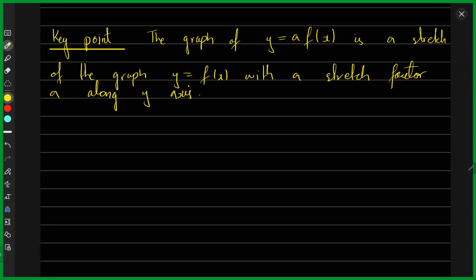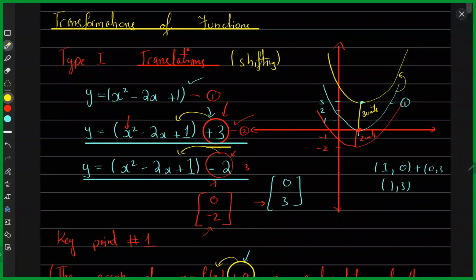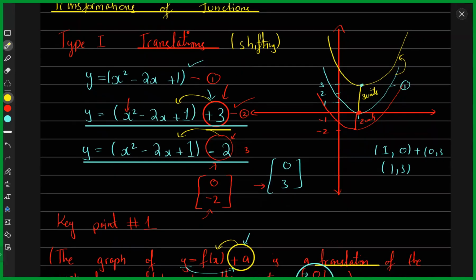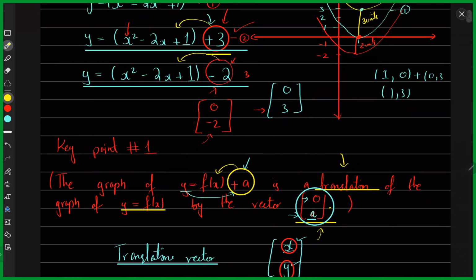Okay, now I'll tell you. You guys know so far that whenever something is added or subtracted, either in the function or in x, it would be translation. That is enough. But you need to use this key point to answer the examiner, okay? This has a mark and then this has a mark. It is a translation of the graph, and then you need to tell the translation vector.